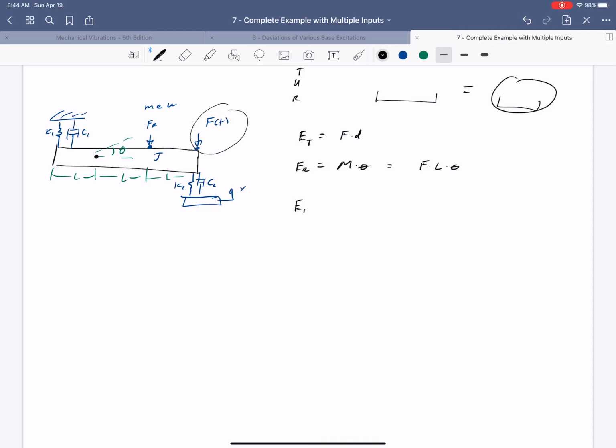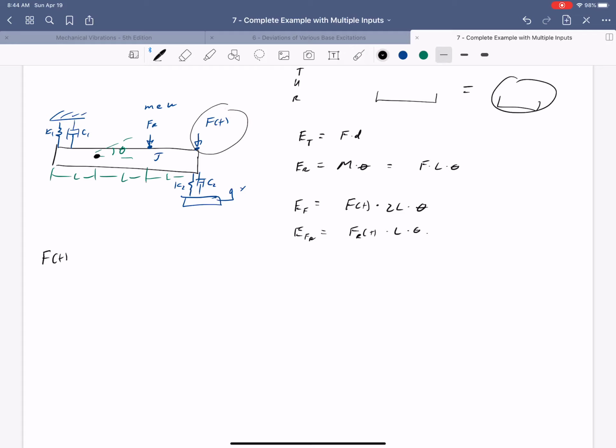So for this one right here, the energy due to F is equal to F of t times 2L times theta, since it's rotating about this point right here. And the energy due to Fr is equal to Fr of t times L times theta. Now we haven't yet defined what F of t and Fr are, so let's define that.